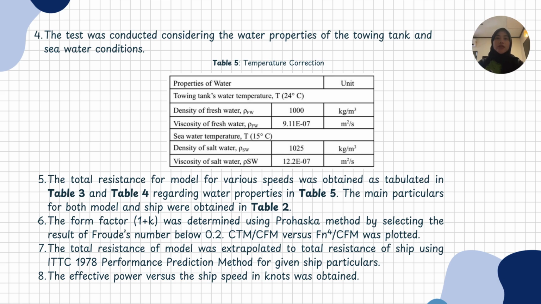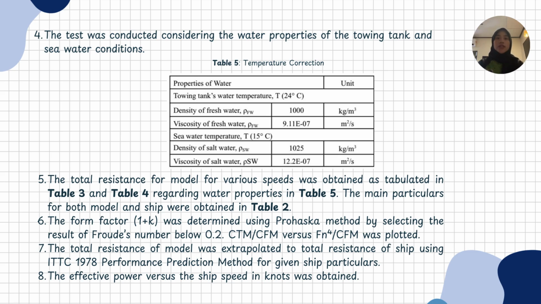Fifth, the total resistance for the model for various speeds was obtained with reference to the water properties and main particulars of both model and ship. Sixth, the form factor was determined using the Prohaska method by selecting results corresponding to Froude numbers below 0.2, and CTM over CFM versus FN to the power of 4 over CFM was plotted.